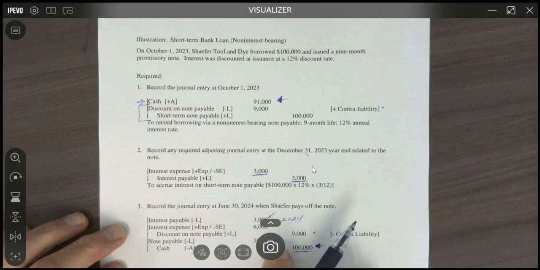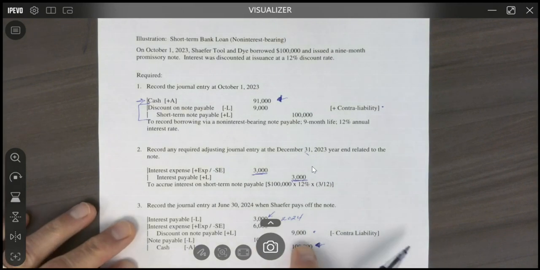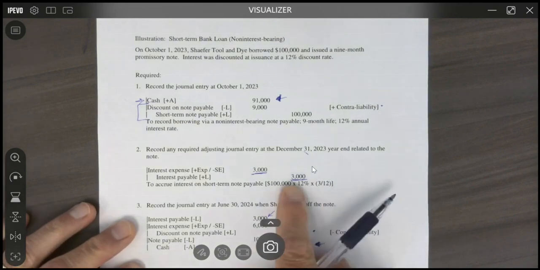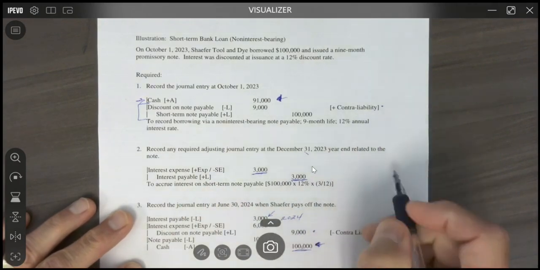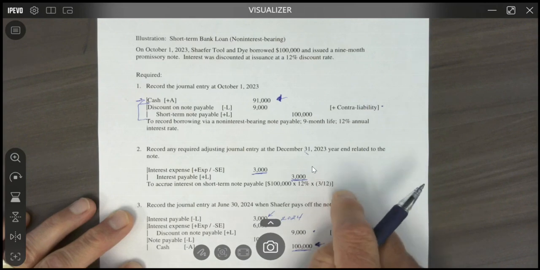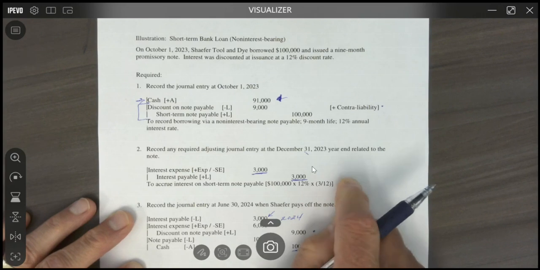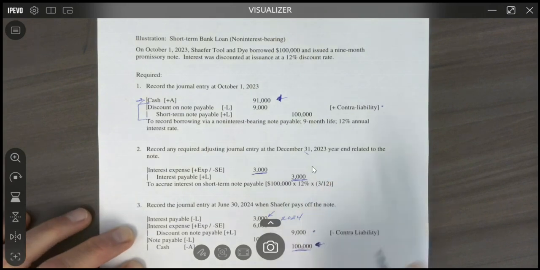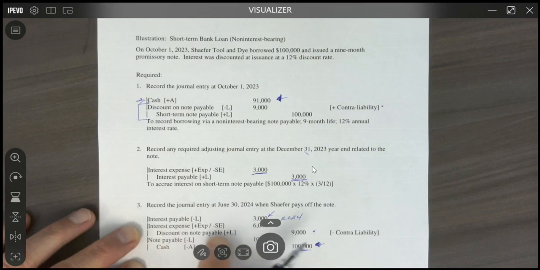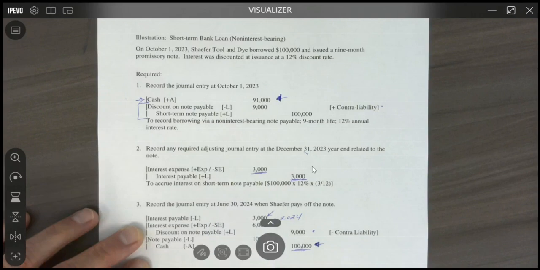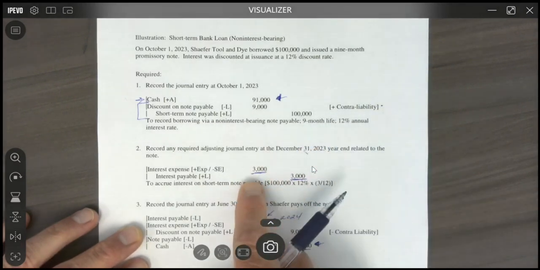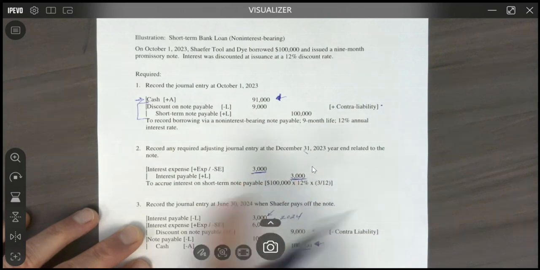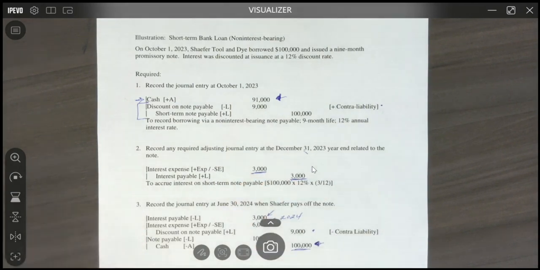Now, one thing I wanted to reiterate again is reversing entries. If we recorded a reversing entry at year end, we would have done so by reversing this as soon as we opened the books in fiscal 2024. If we did that, then we would simply have to debit interest expense for the $9,000 because we would have reversed $3,000 of interest, and we would reverse the payable of $3,000. So keep that in mind.